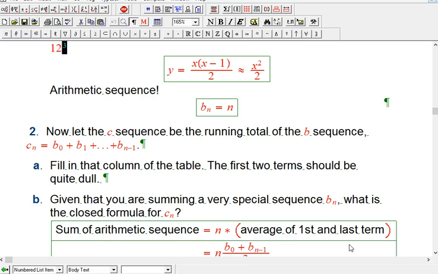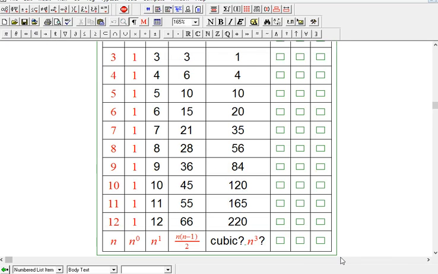12 cubed is 1728. This is nowhere close to 1728, so if it is a cubic, it'd be a cubic divided by something. But that's not surprising because this was divided by 2. So we've got a good start here. Good time to pause and see if you can think.